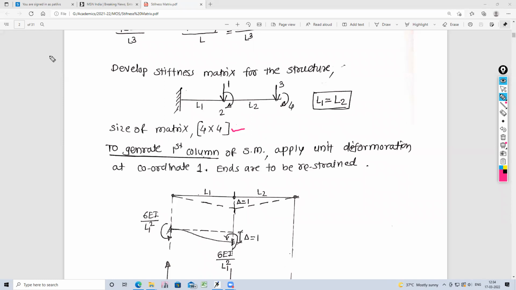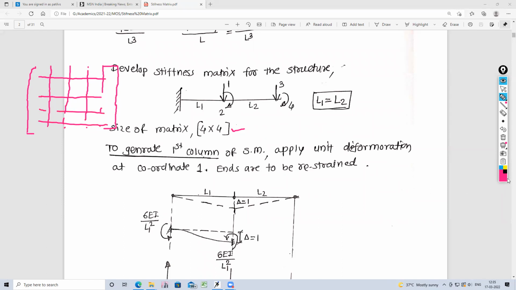Now, since the size of the matrix is 4 by 4, there are four columns and four rows. Then this stiffness matrix will be generated column wise. So these are the 4 columns and these are the 4 rows.